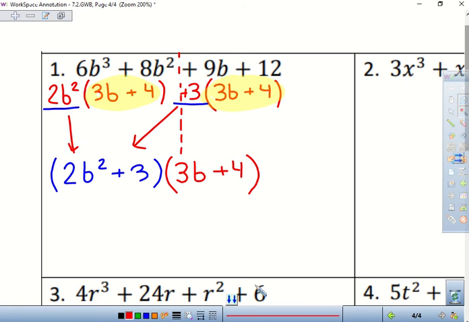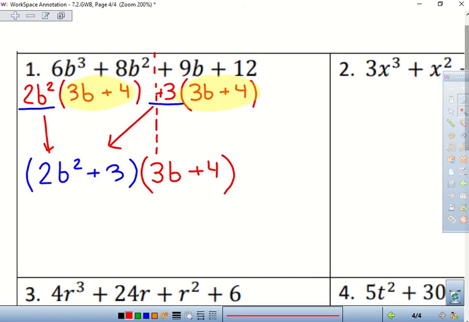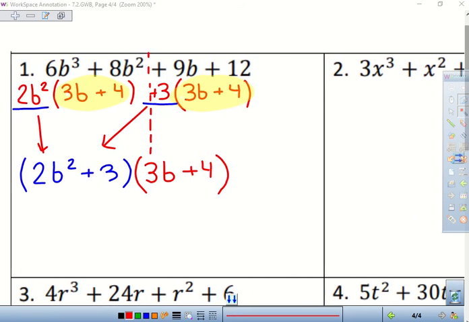Make sense? Okay. Are we ready to move on to number 2? Okay.